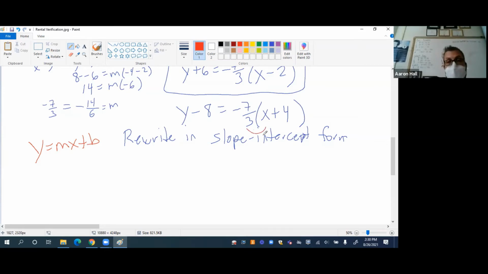Okay, let's distribute. So I have y minus 8 equals negative 7x over 3 times 4 over 1, right? When we multiply fractions, we multiply the numerators to get a numerator answer, 28. We multiply the denominators to get a denominator answer. All right, now what?